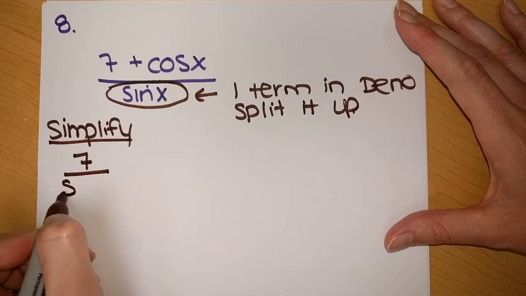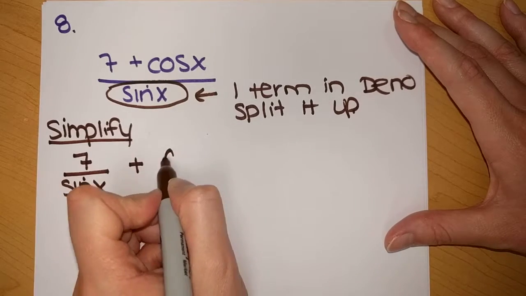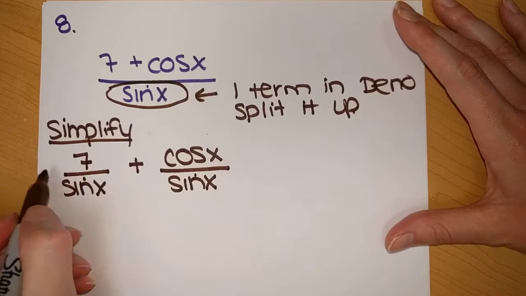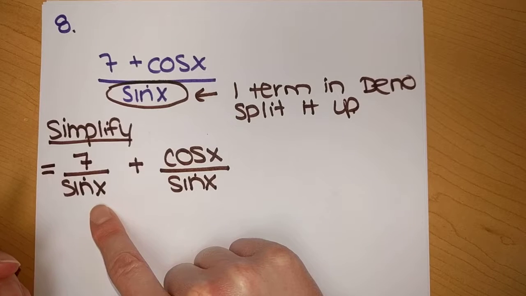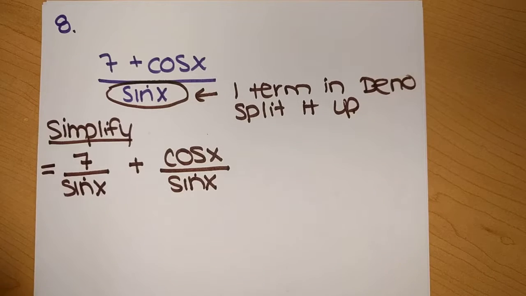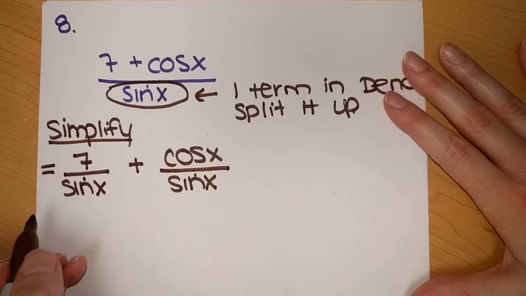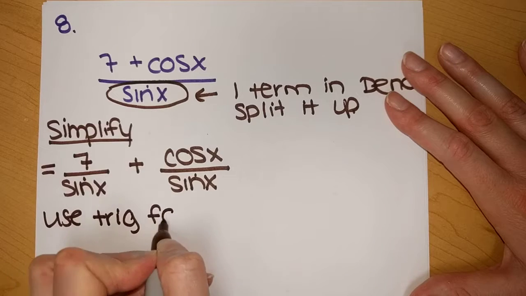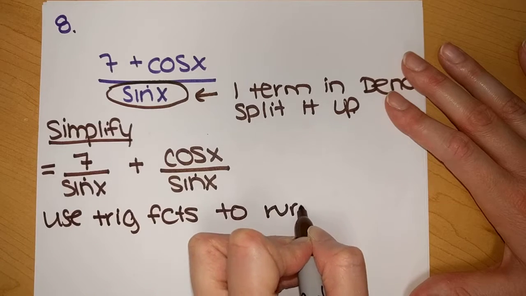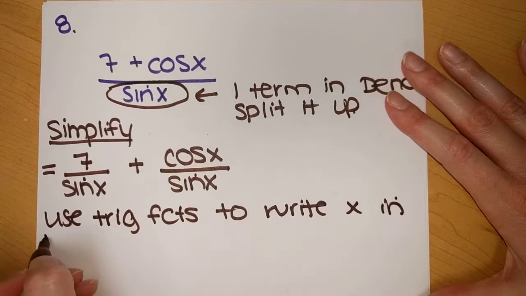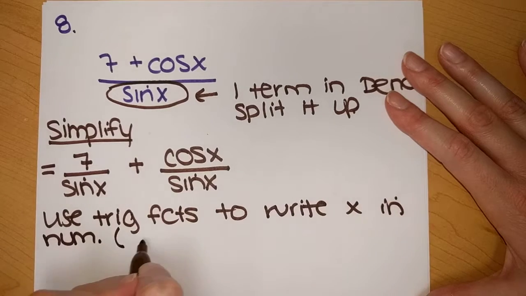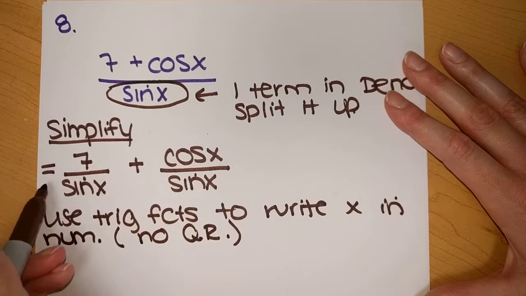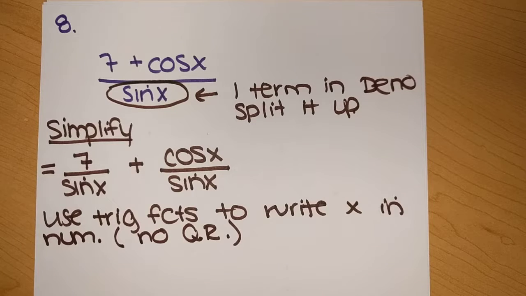I would have 7 over sine x, and then plus cosine x over sine x. Now, what you notice in that simplification is you still have the variable x in the denominator. So you want to try to get that variable out of the denominator. As part of your simplification, you could use your trig functions to rewrite this and put x in the numerator. Once you get x in the numerator, you won't have any quotient rule required. That's the whole reason we're interested in getting our trig functions so that we don't have the x in the denominator.